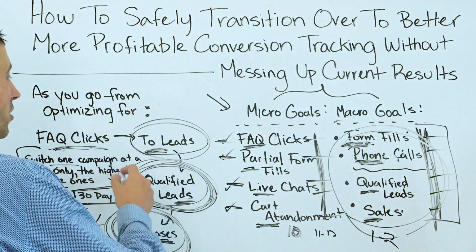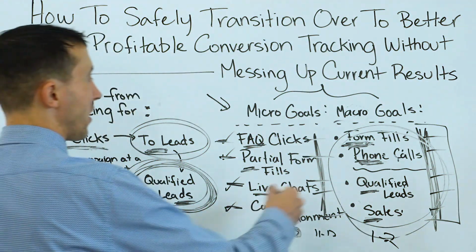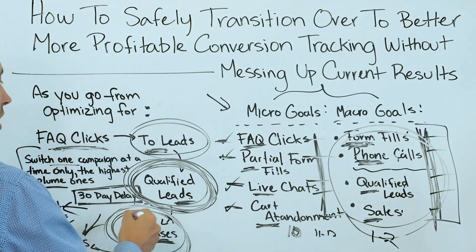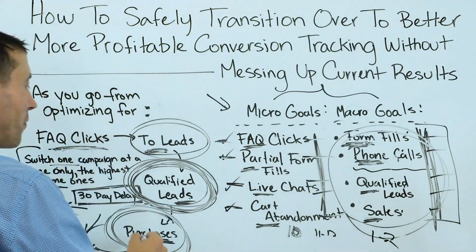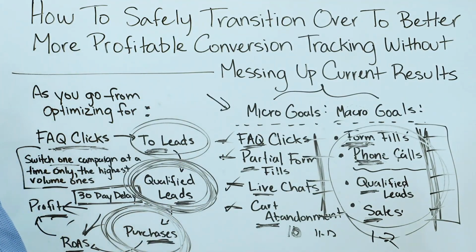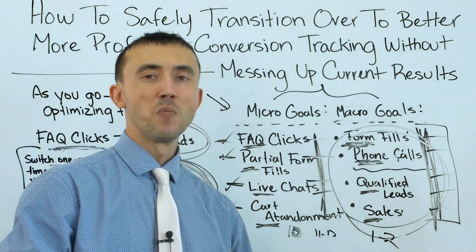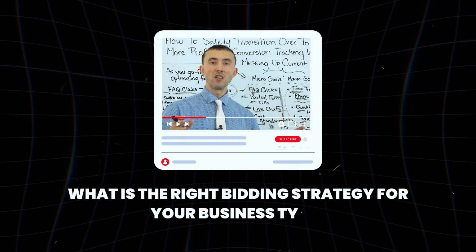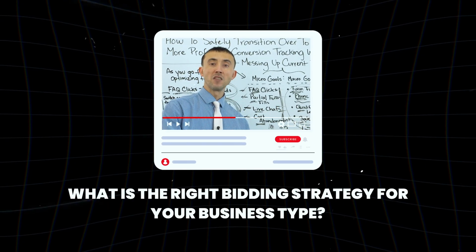So, once you've switched over to tracking form fills or phone calls, you can go to tracking qualified leads and having the campaigns only optimized for that, and do it one campaign at a time. Then optimize for transactions, then optimize for revenue/profit, and then actual profit itself. Depending on what business you're in, and I just made a video about this, about what's the right bidding strategy for your business type.